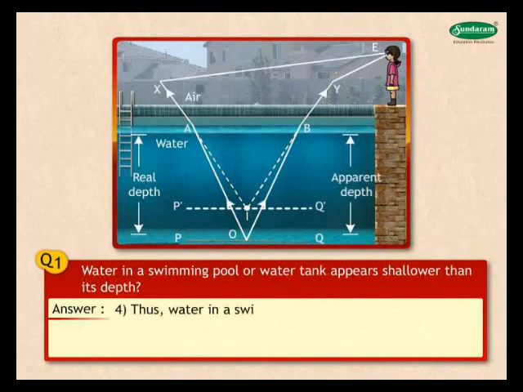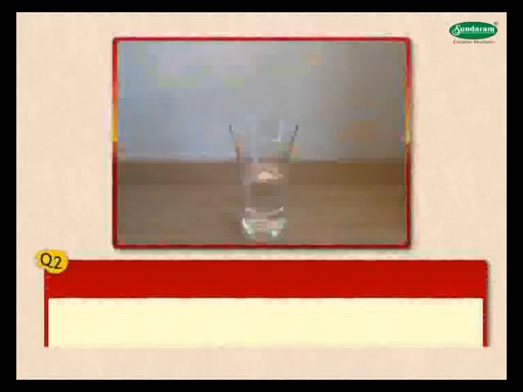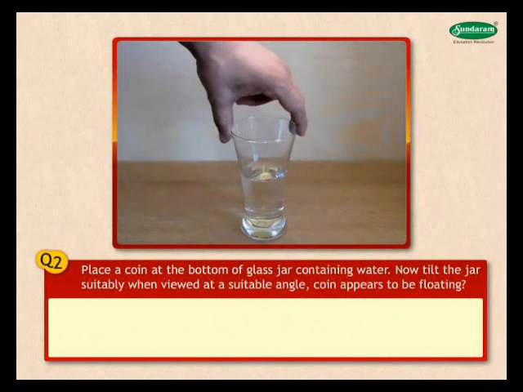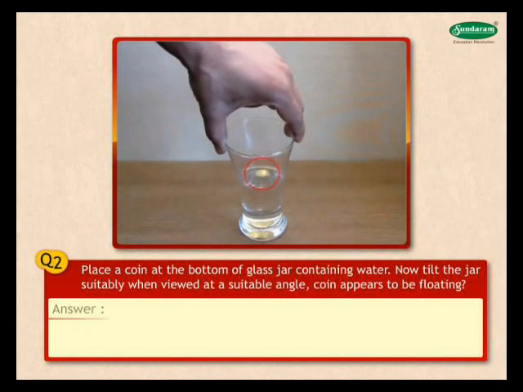4. Thus, water in a swimming pool or water tank appears shallower than its depth. 2. Place a coin at the bottom of a glass jar containing water. Now tilt the jar suitably. When viewed at a suitable angle, the coin appears to be floating.